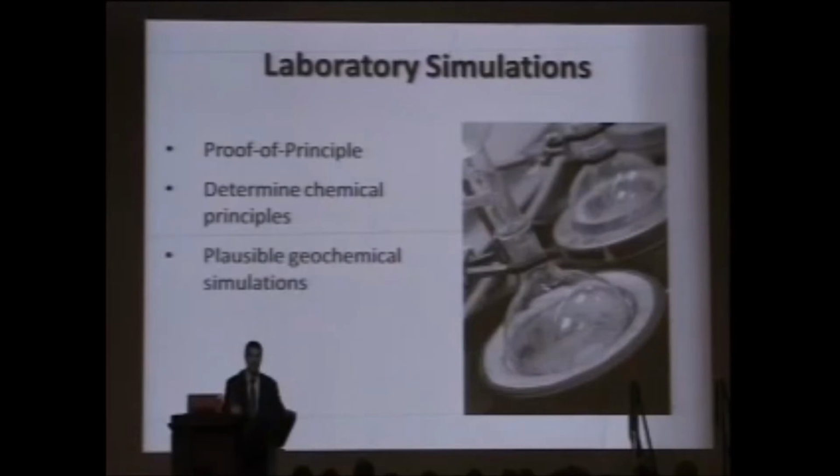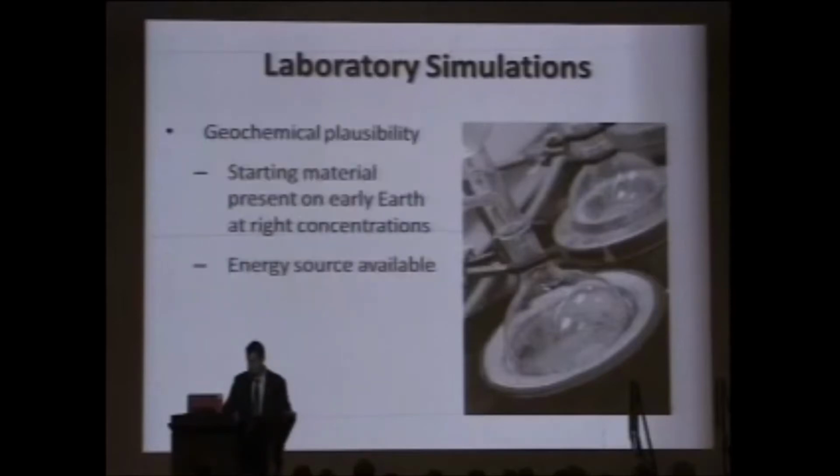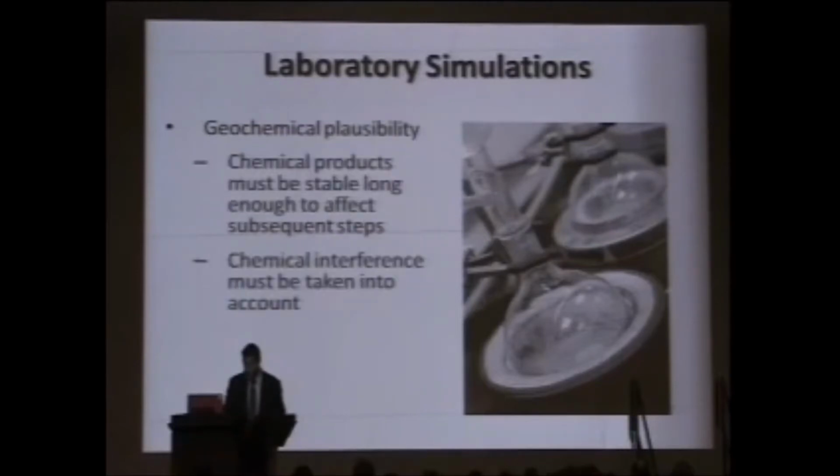They've not demonstrated geochemical relevance. They've not done successful geochemical simulation experiments. And to do a successful geochemical simulation experiment, you need to make sure that you're looking at the right types of starting materials at the levels that would have existed on the early Earth. You need to be taking into account the types of energy that would be available on the early Earth to bring about these processes. In addition to that, you need to account for the stability of these compounds to make sure that the stability is long enough for the subsequent steps to take place in chemical evolution. You need to make sure that you're taking into account the types of chemical interference that would have existed as well. So it's a complex experiment to do when you try to do geochemical simulation.